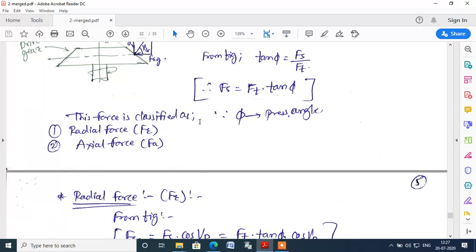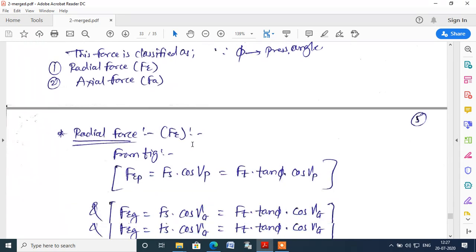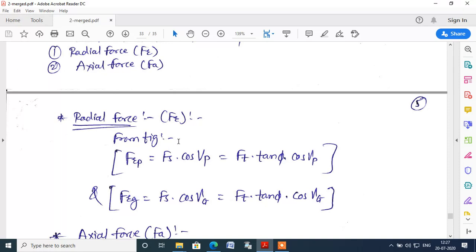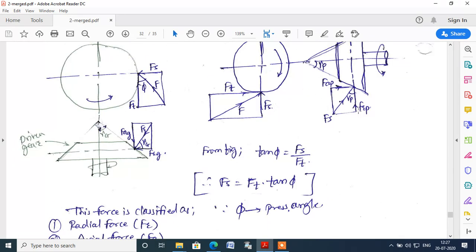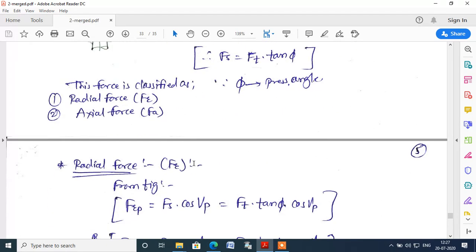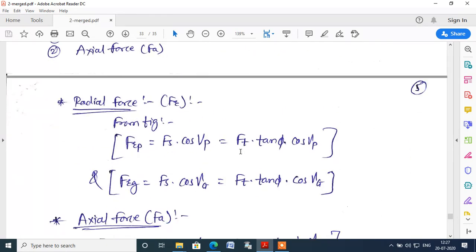But I already told you the separating force is divided into two components, radial force and axial force. So the radial force: if we consider the pinion, it is Frp, that is Fs cos gamma p. What is Fs? Ft tan phi into cos gamma p. By this equation, we can calculate the radial force in the pinion. Again, the radial force in the gear is Fs cos gamma g, so Ft tan phi into cos gamma g. By using this relation, we can calculate the radial force in the gear.